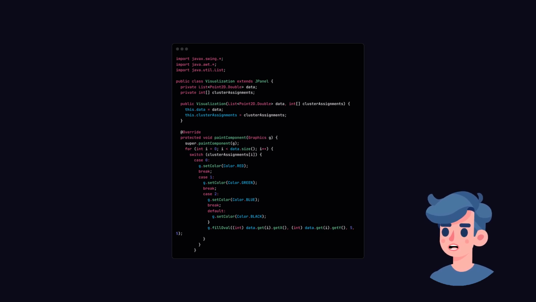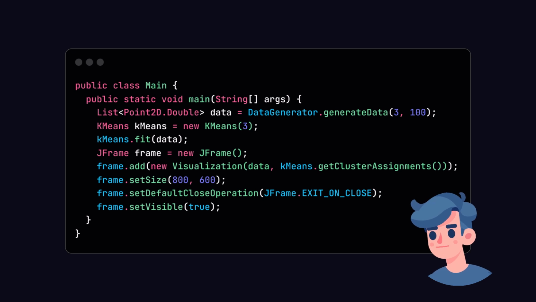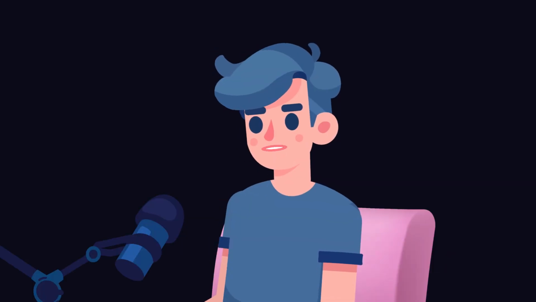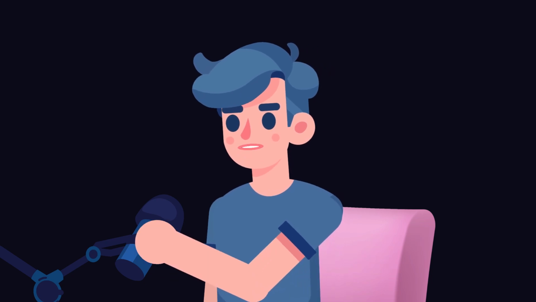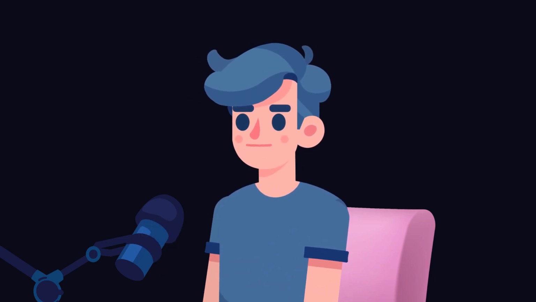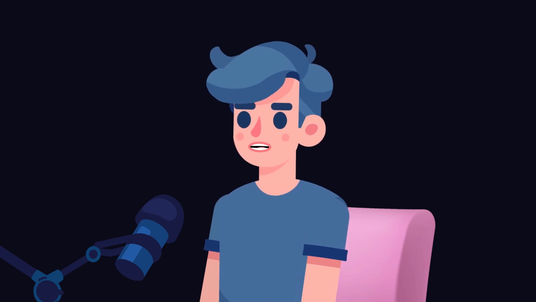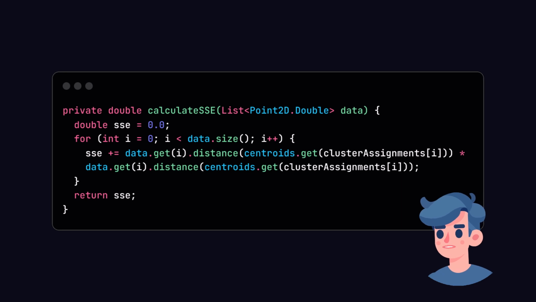Visualization can greatly help us understand the clustering results. The visualization class uses Java's Swing components to draw our data points colored according to their cluster assignments. Now, let's see how to integrate our visualization with the main program. Now we can run our program, and it should display a window with colored points that represent different clusters. What you see is a direct result of how well k-means has grouped the data based on their proximity to the centroids.